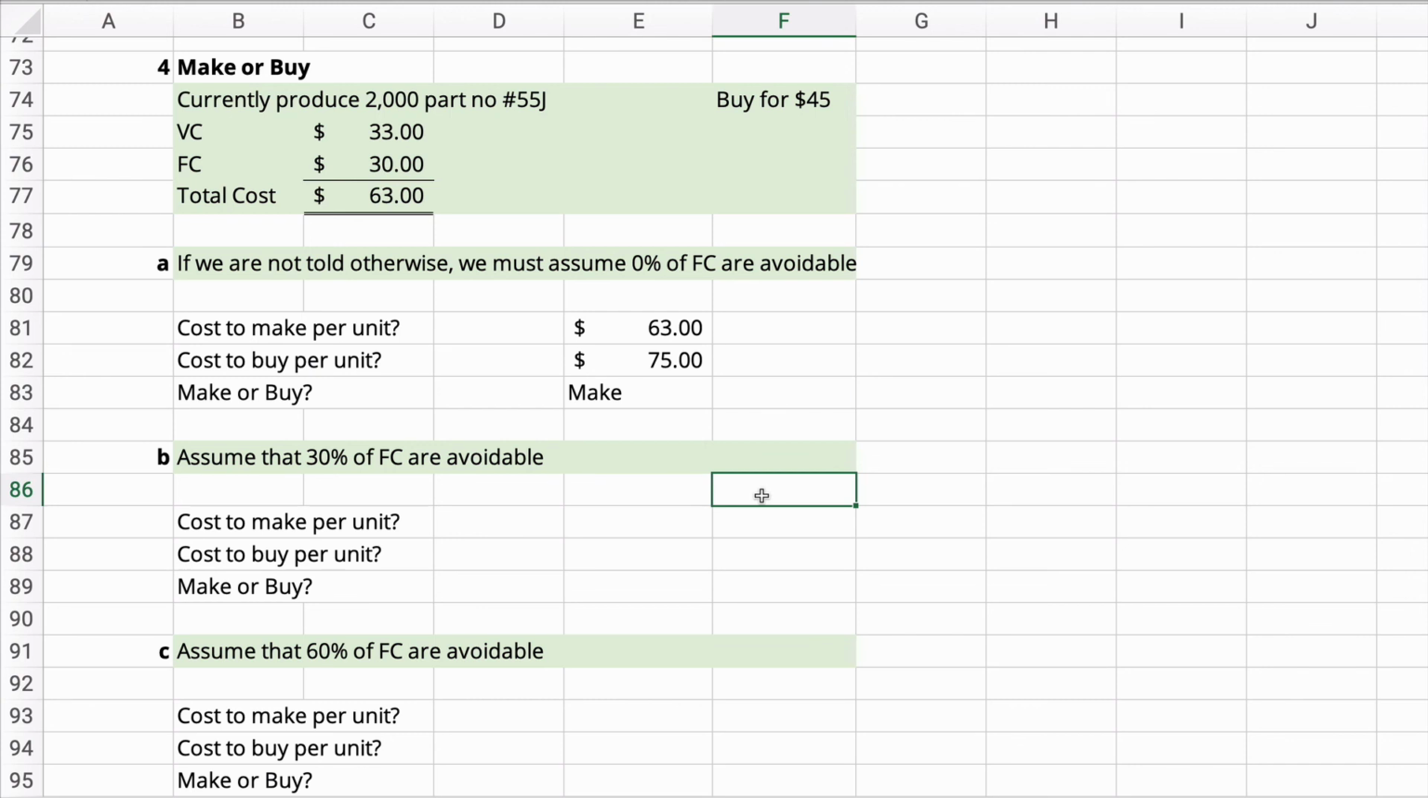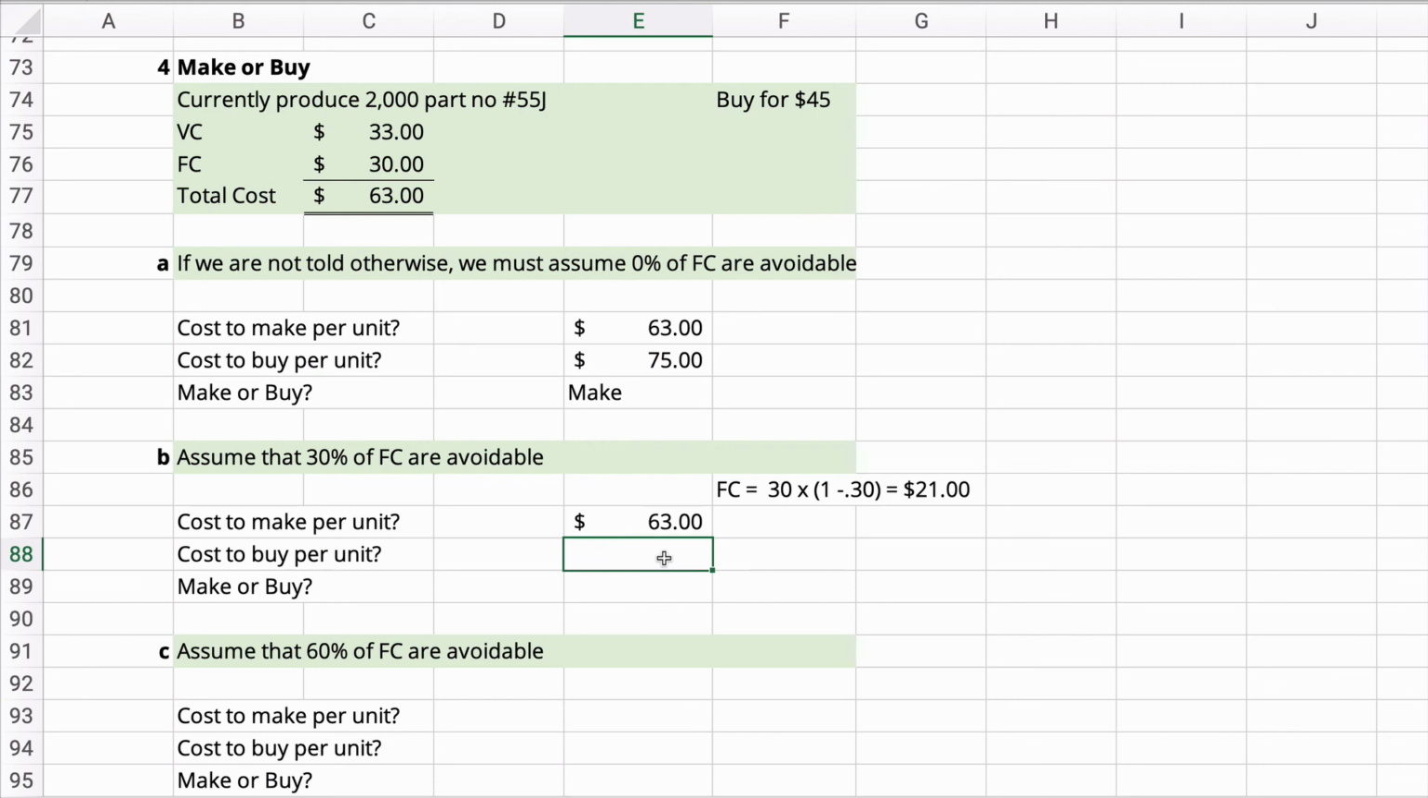So for the fixed cost, we would say that 30, and we'll multiply that times 1 minus the 30%, which would be 70%, right? So we'll say, look, if we get rid of 30%, we're left with 70%. So 70% times 30, then we're going to assume that our cost is going to be $21 each. So what is the cost to make our part? $63. What is the cost to buy the part?